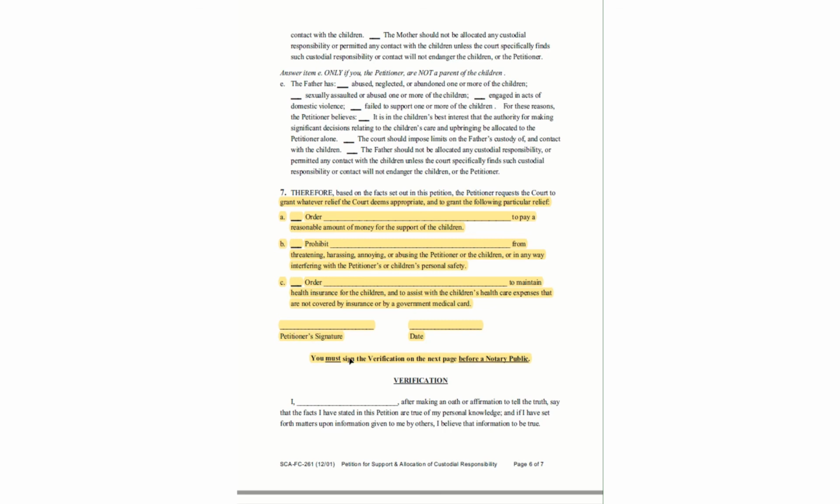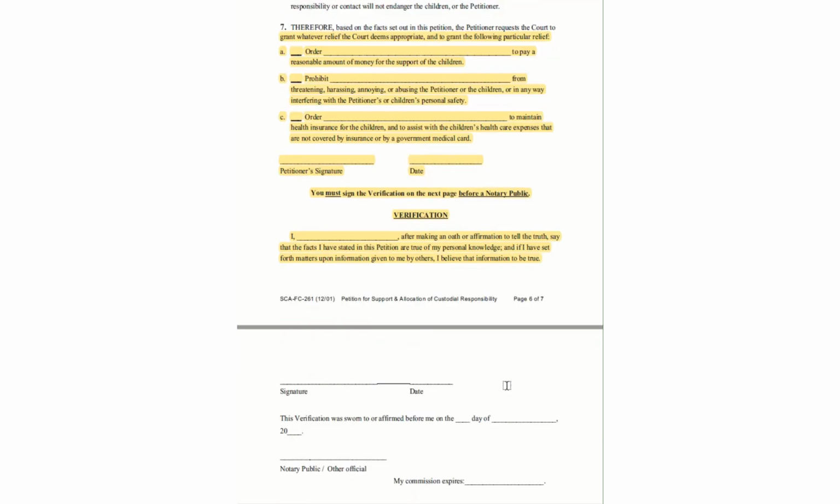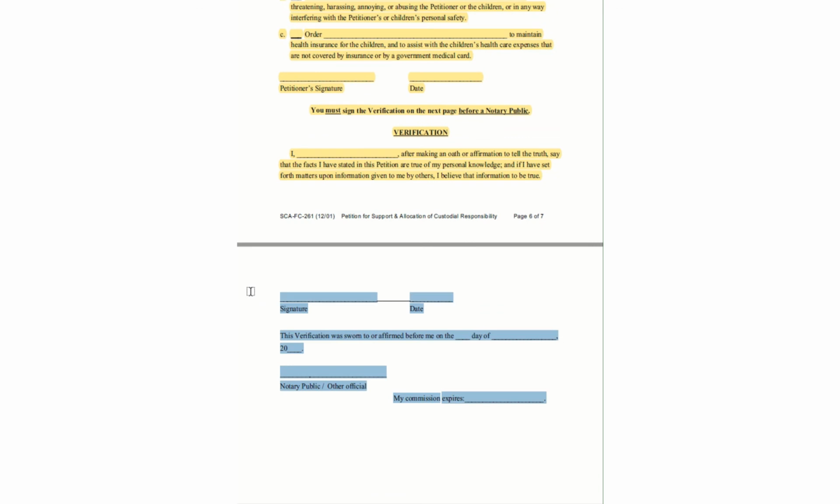The next part is really the end, where you're signing and dating and then verifying the information that you've put in this petition. You should hold off on signing and dating here, and even on the verification pages here at the bottom, until you're in front of a notary public.